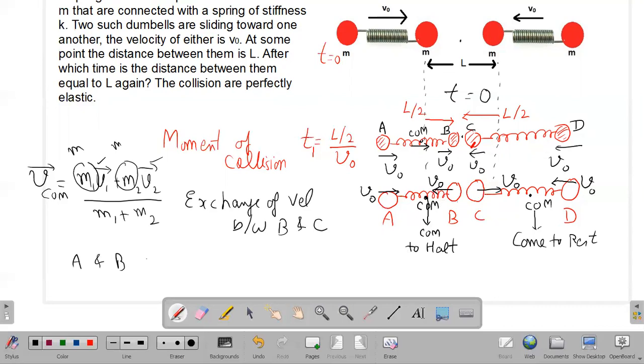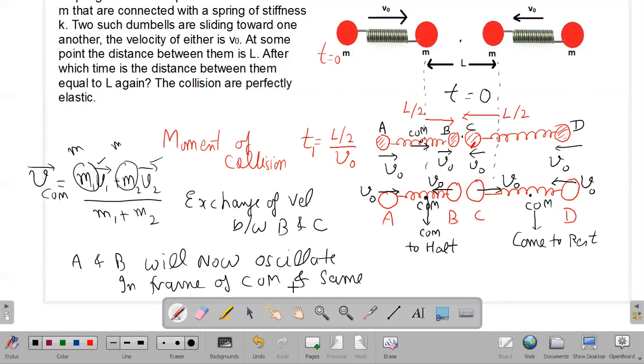So A and B will now oscillate simple harmonically in the frame of their center of mass. And the same logic applies for block C and block D.